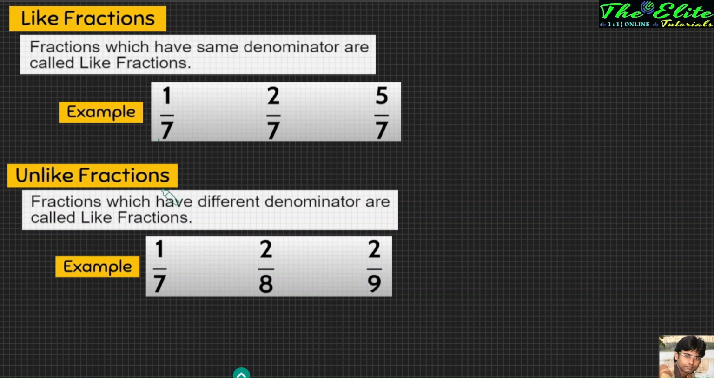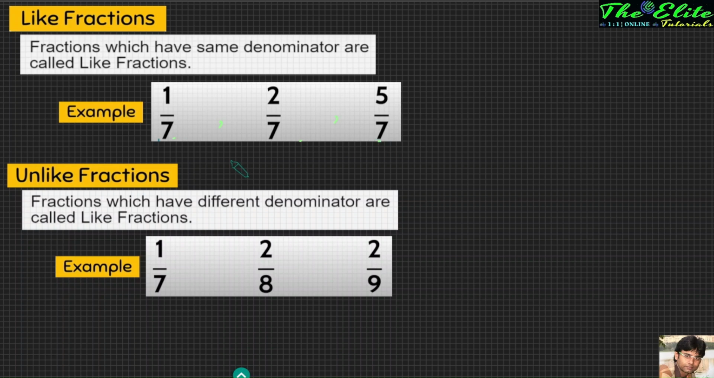Okay. Yes. There were two more which I could not tell you earlier, like fractions and unlike fractions. So what are like fractions and what are unlike fractions? Fractions which have the same denominator are called like fractions. Here you can see in the examples given 1 over 7, 2 over 7, 5 over 7. You can see that in all the fractions written here, the denominator is 7.